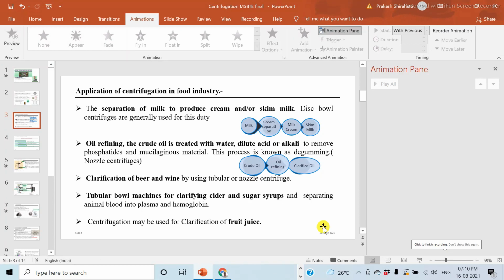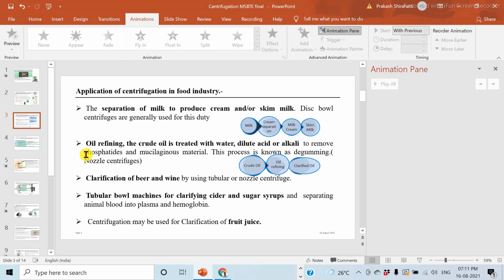The main examples of the application of the centrifugation process in the food processing industry: the first is the separation of cream from milk. That means separation of cream and skim milk by using a disc bowl centrifuge or a tubular centrifuge, in which milk is fed into the centrifuge and the separation is achieved: first the milk cream, and second the skim milk.